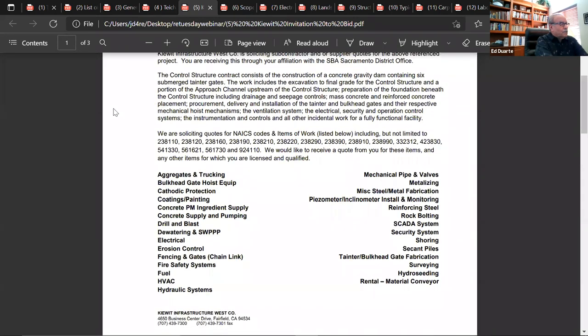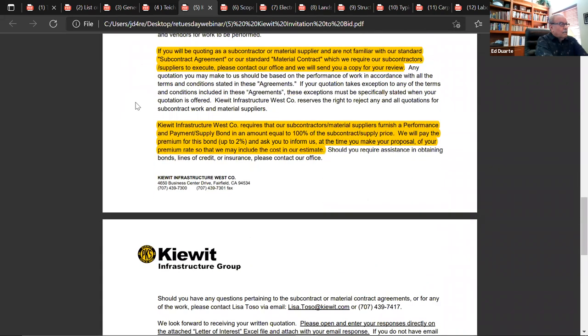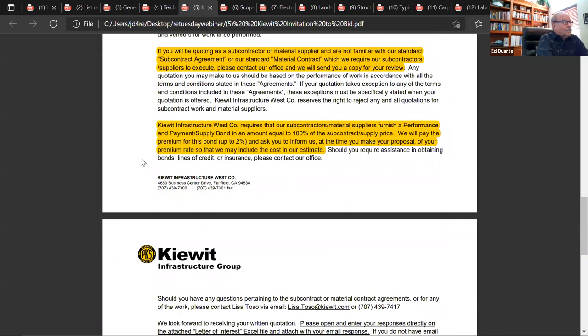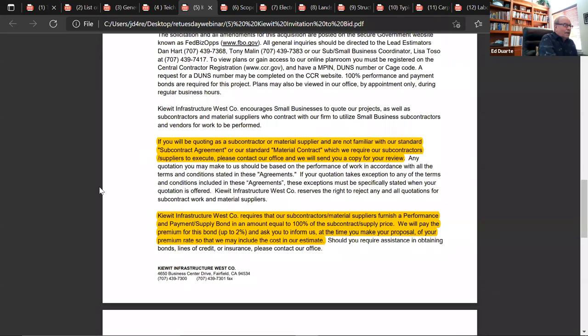Here's one from Kiewit, a very large international contractor. Same language, you'll get copies of all this. Highlighted here, if you will be quoted as a sub or material supplier and you're not familiar with our standard subcontract agreement, which we require our subcontractors and suppliers to execute, the contractor's office will send you a copy for your review. In actuality, nowadays, most primes post a copy of their standard subcontract on their website. And again, Kiewit requires that all subs and suppliers furnish a performance and payment bond. And they will pay the premium for it, but you need to make sure that you tell them what that cost is, so they know to add it to your price.